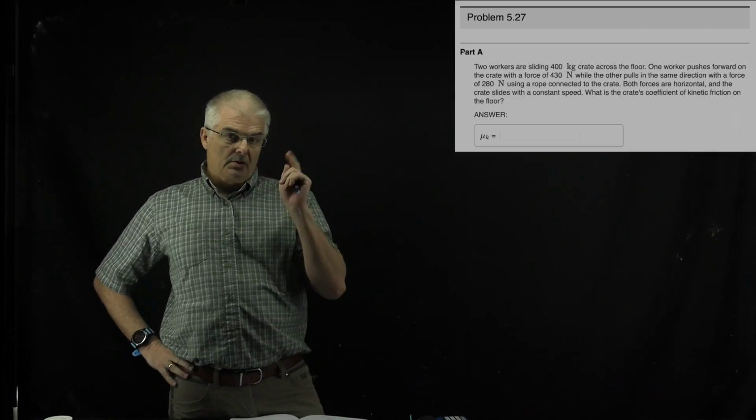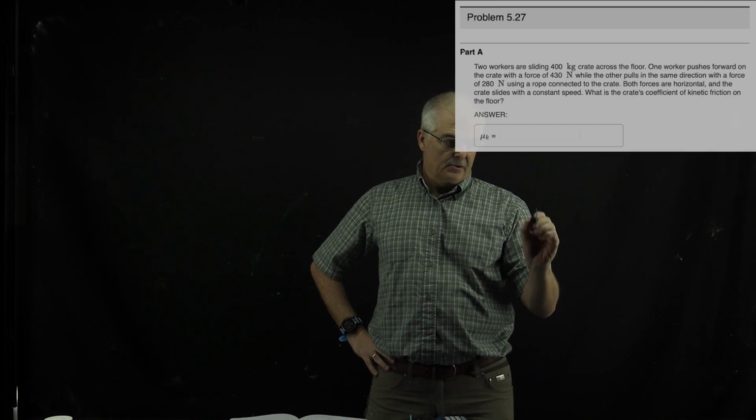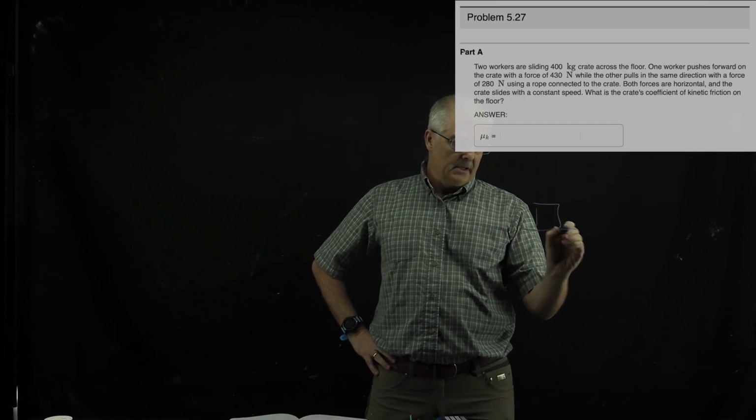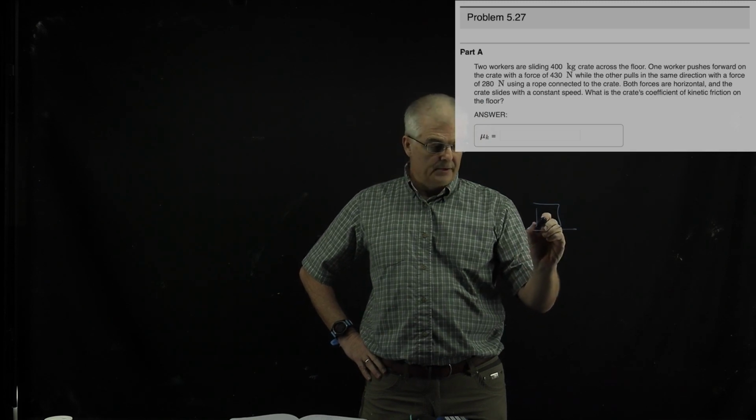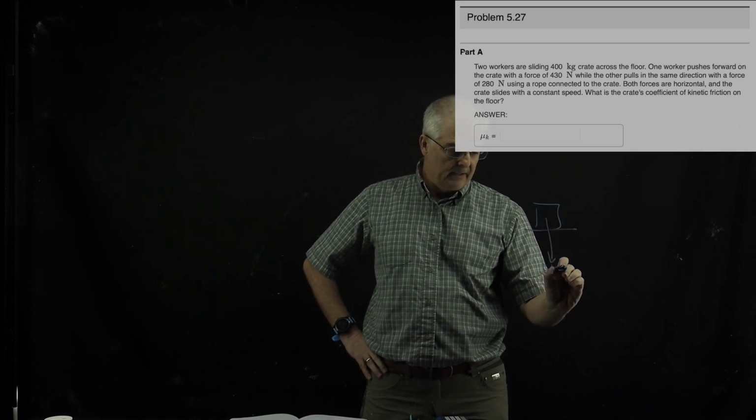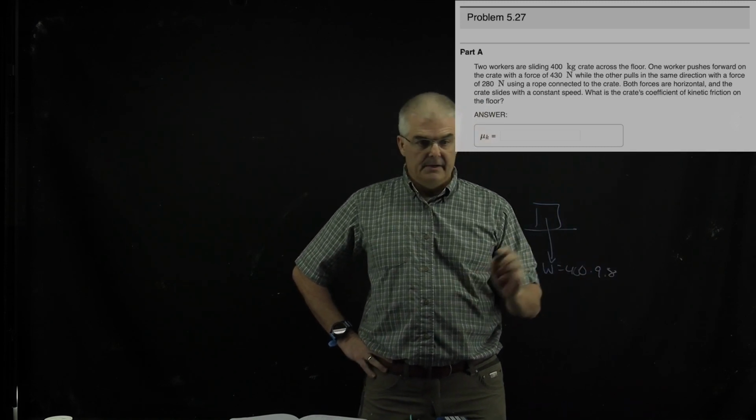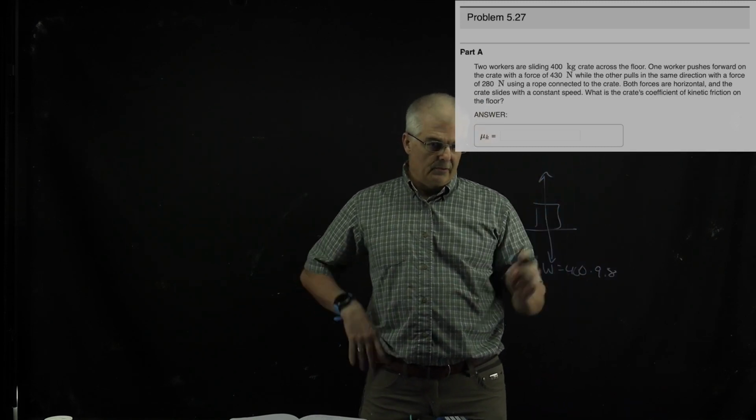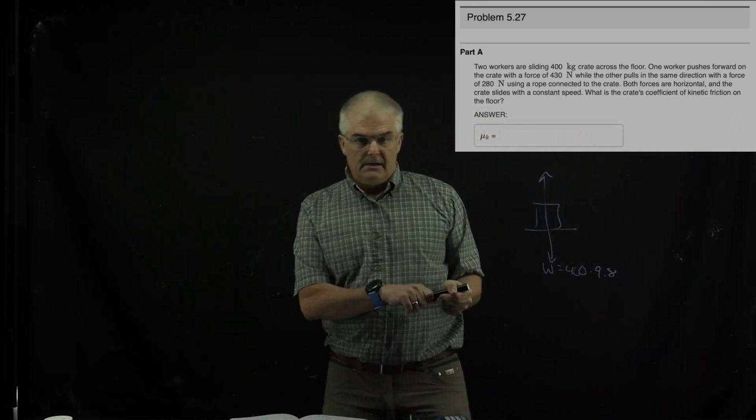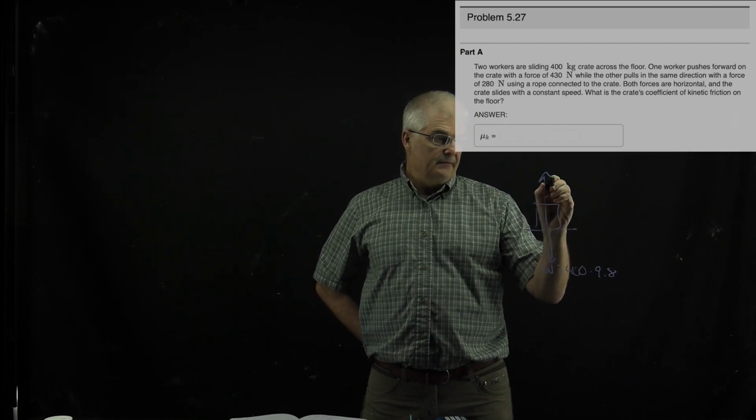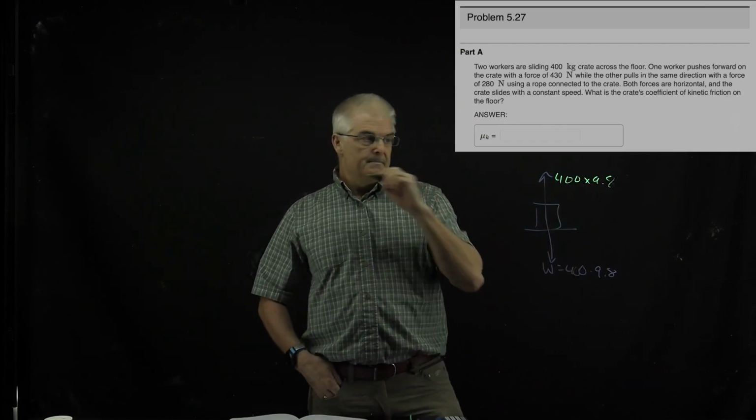All right, we've got two workers sliding a 400 kilogram crate. So we've got a box, and it has a mass of 400 kilograms. We know its weight is 400 times 9.8, right? So that also makes the normal force going to be 400 times 9.8, right?